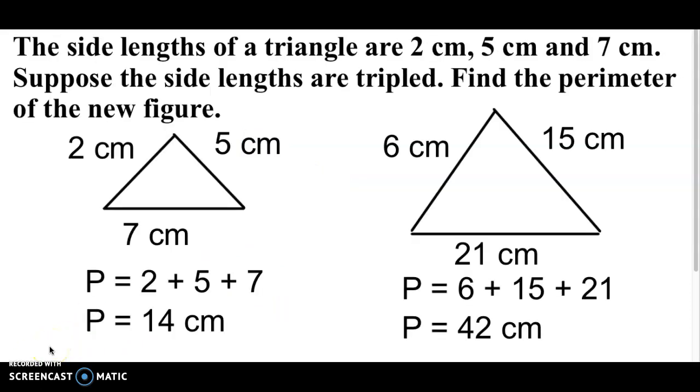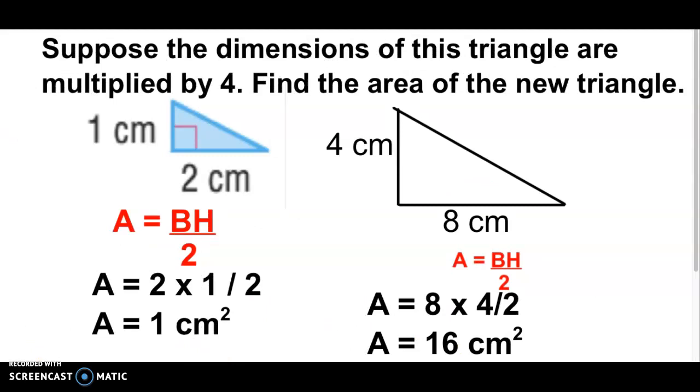So back to this problem, the perimeter changed the same way as the dimensions did. So when the dimensions were tripled, the perimeter got tripled as well. In the next problem, the area became 1 centimeter squared. When we multiplied the dimensions by 4, the area became 16 centimeters squared. So what happened was the area got multiplied by 4 and then by 4 again. So it actually got multiplied by 4 to the second power. That's how the area changed. But I prefer just to draw out the figures, find the areas, and compare them that way.